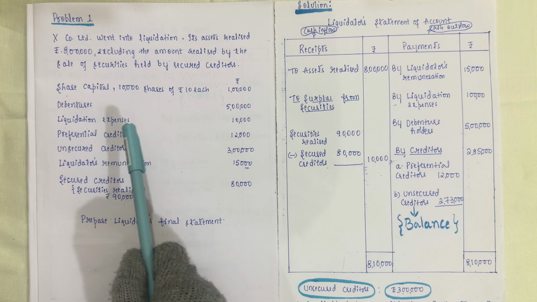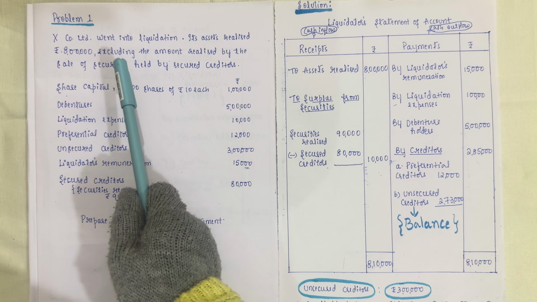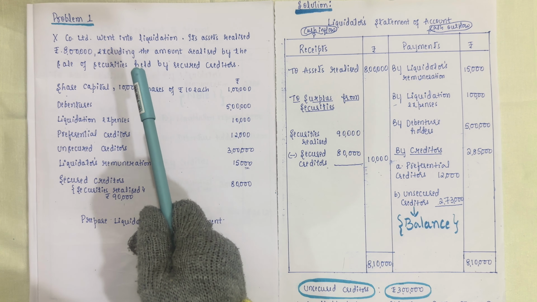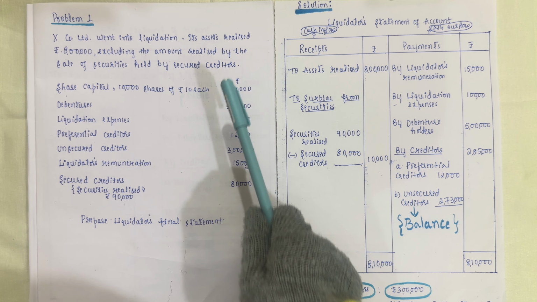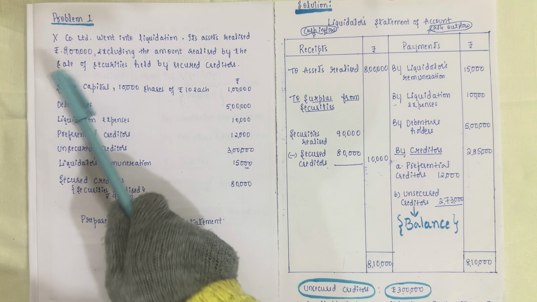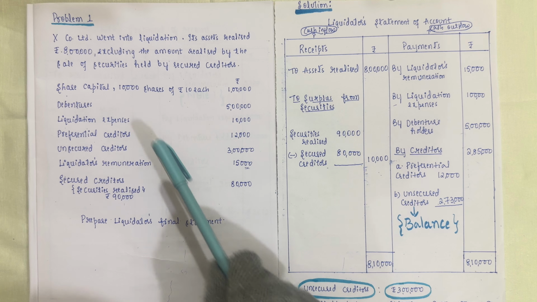The question is given this side. It's said X company limited went into liquidation. So which company are they talking about? X company. It went into liquidation. That means they closed their business. Its asset realized rupees 8 lakh. That means whatever assets they had in their business, they sold them and finally they could get 8 lakh rupees out of it. It is income. I mean, they got the money. That is a cash inflow.